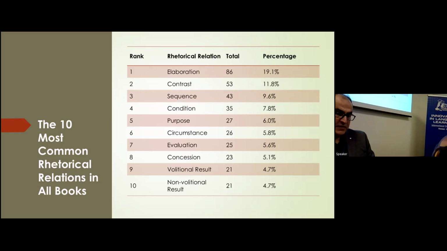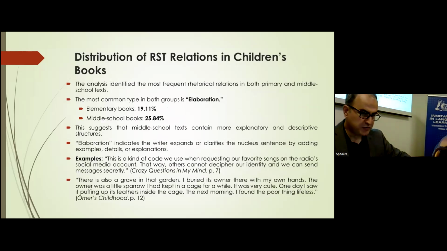And you can see the contrast, sequence, condition, and distribution of RST relations in children's books. The analysis identified that the most frequent rhetorical relation in both primary and middle school texts is elaboration: 19% in elementary books and 25% in middle school. This suggests that middle school texts contain more explanatory and descriptive structures, because elaboration indicates the writer expands and clarifies the nucleus sentence by adding examples, details, or explanations.